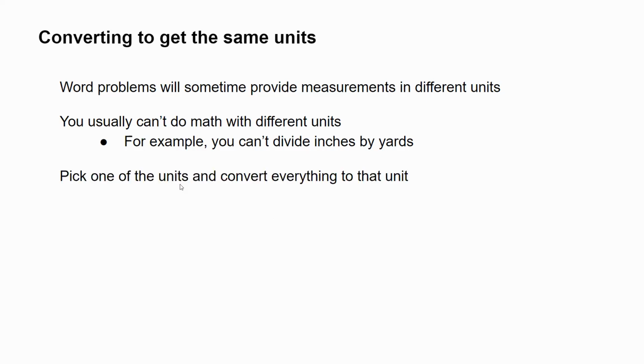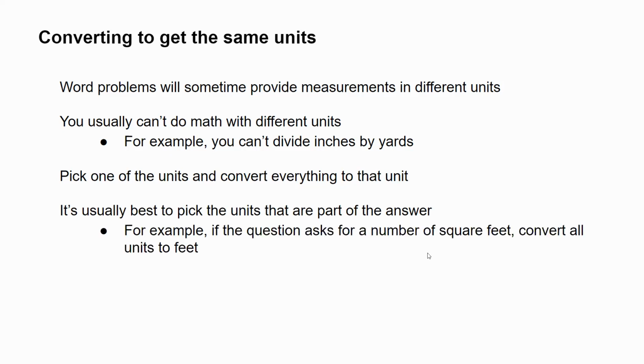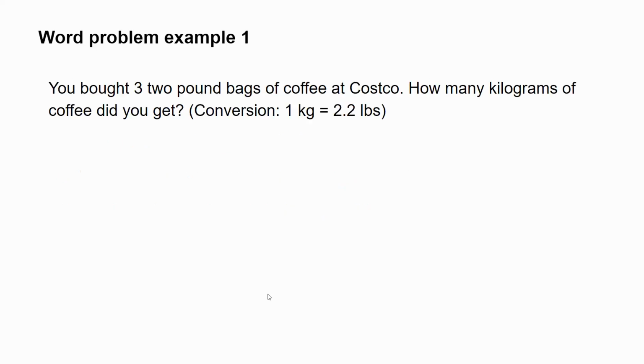So we need to pick one of them and convert everything to that unit. Let's say we decide we're going to work in inches, then we need to convert yards to inches. If we want to work in yards, we need to convert inches to yards. It's usually best to pick the units that are part of the answer. For example, if the question asks for a number of square feet, then convert all of the units that you have to feet, because then you're going to be able to quickly work out the math and find the correct answer in feet.